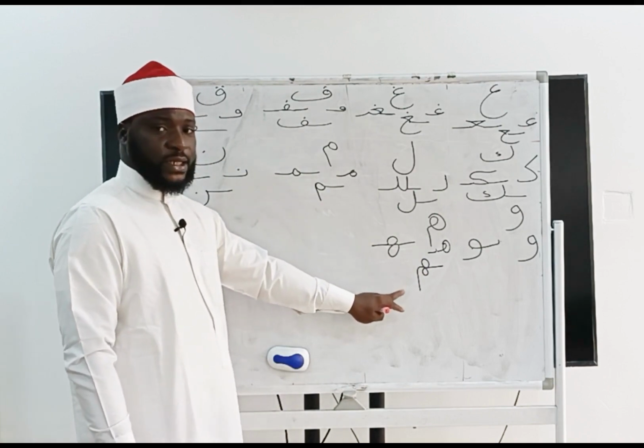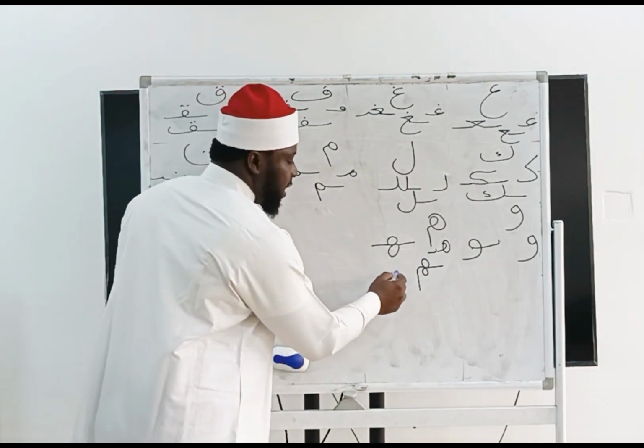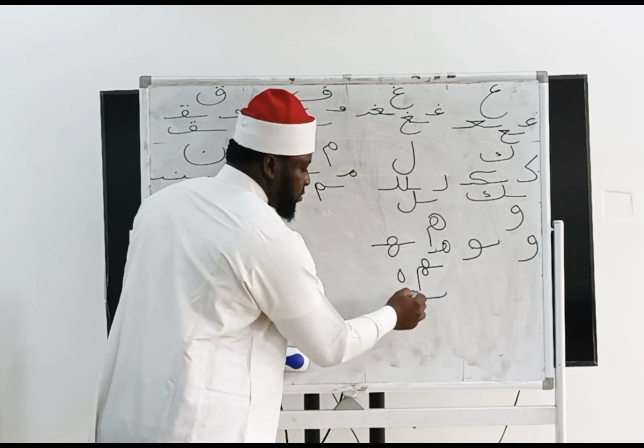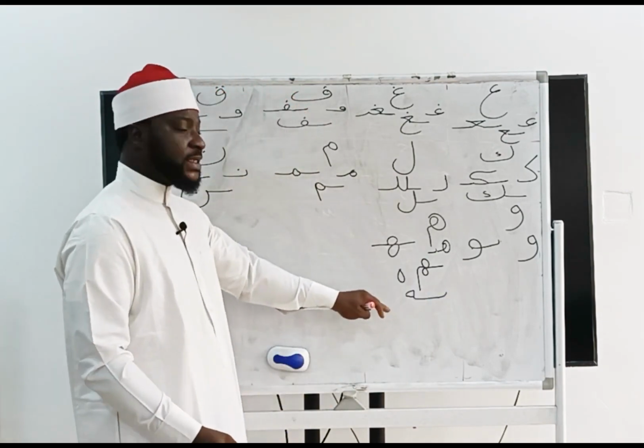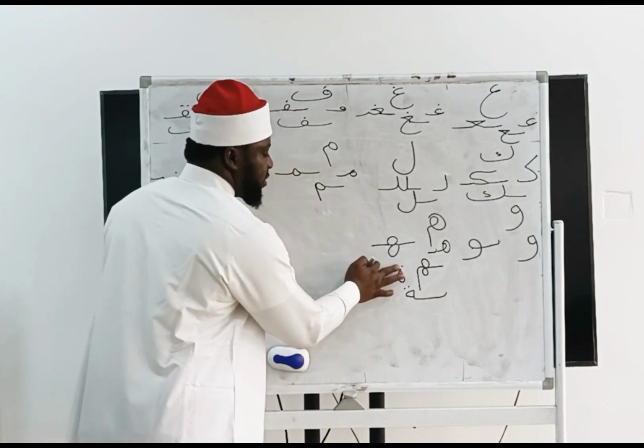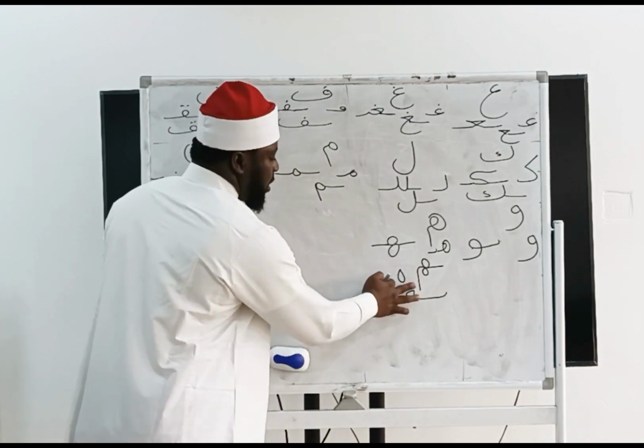But ha has another pattern which you can write. You can write ha like this, a zero, and you can also write ha like this. The difference here between ha and ta is the dot. If this has two dots, it becomes ta, but with no dot, it becomes ha.